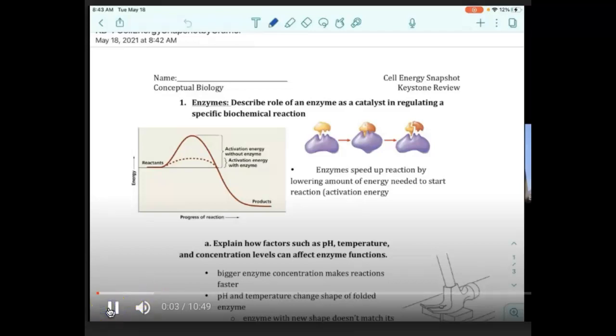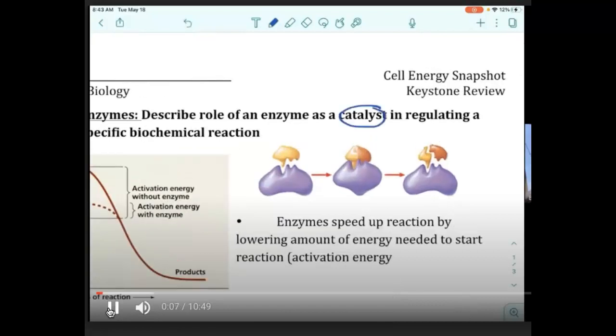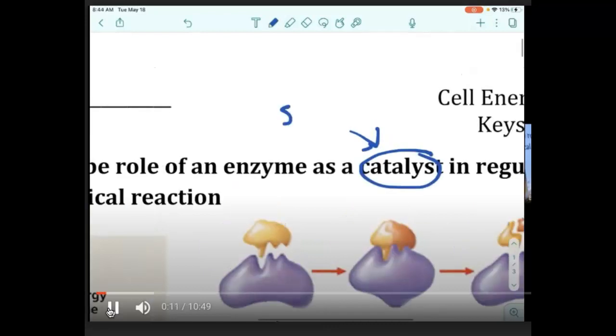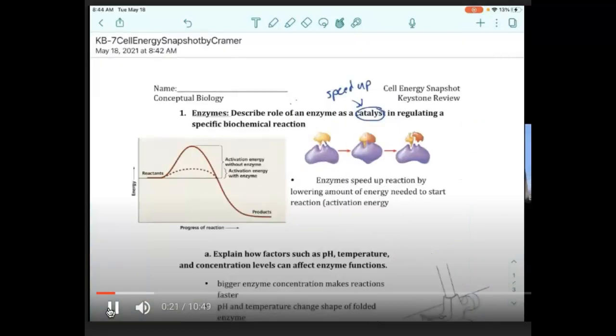Enzyme as a catalyst. Now remember, we have to think about this word catalyst. A catalyst is something that speeds things up. What's it speeding up? Oh man, my iPad's really struggling here. Okay, what's the catalyst speeding up? A chemical reaction, right? Remember how this works, right?